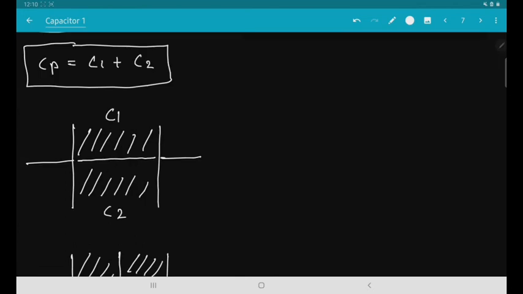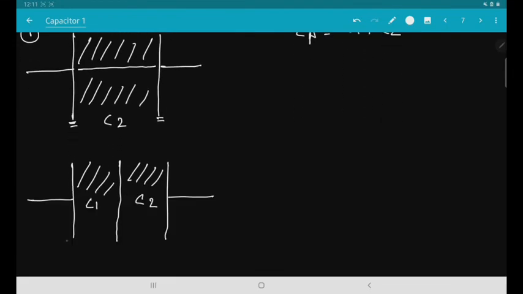Now you can see in the first case, both C1 and C2 are between the same two potentials. C1 has this potential from here to here, and C2 also has the same potentials from here to here. So when the potentials are the same, they are in parallel. When they are in parallel, we know that for parallel capacitance we have C1 plus C2.